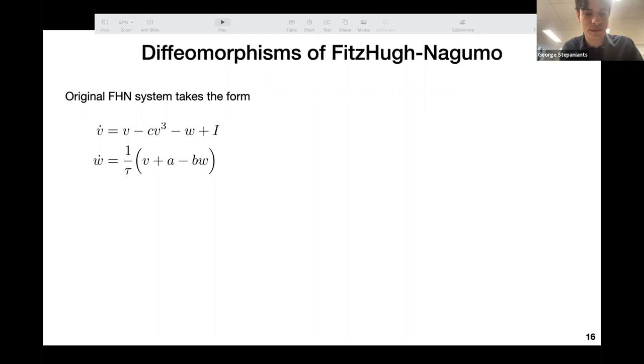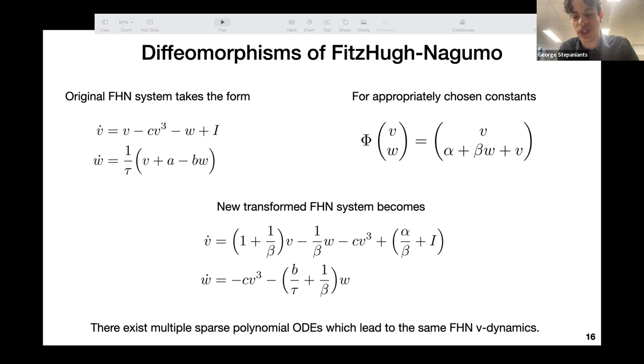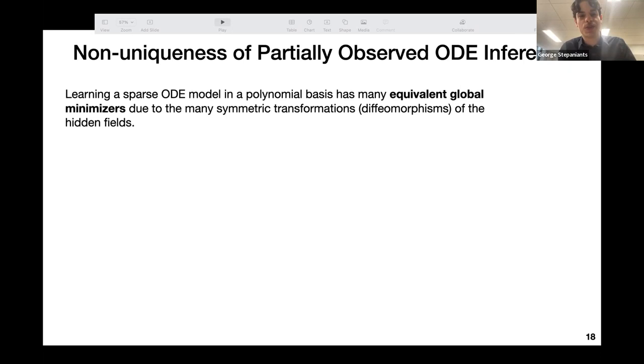Well, naturally what this means is that there are actually many sparse polynomial ODEs which lead to the same dynamics in the observed coordinates. Okay, so this means that this problem is actually quite not unique, right? Learning a sparse polynomial ODE actually has many equivalent global minimizers due to all of these diffeomorphisms that relate them to the true ground truth model.